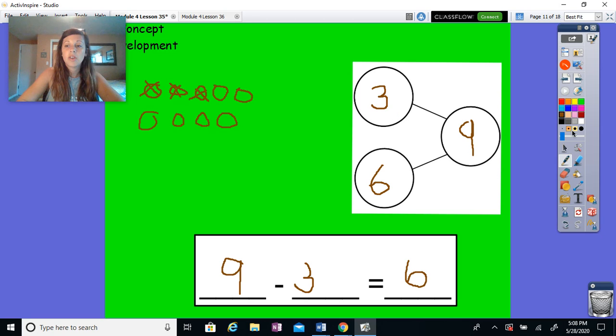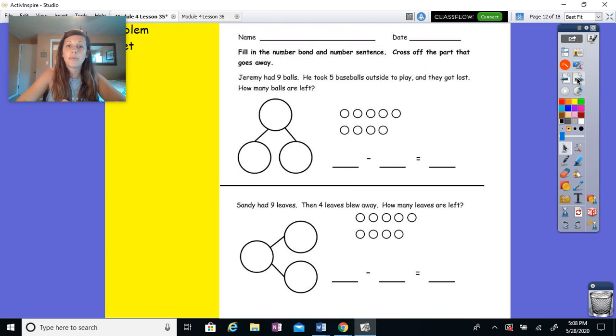Good job. Okay, so let's do 2 practice problems from your problem set. And then I'm going to send one home for you to do on your own. So read with Miss Dolphin. Fill in the number bond and number sentence. Cross off the part that goes away. So we're going to be using the cross off method again.